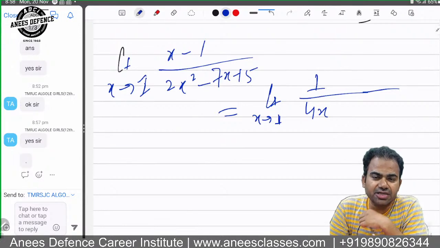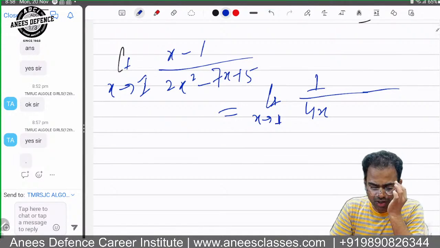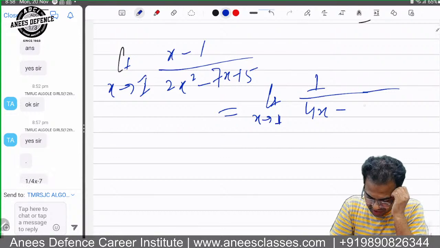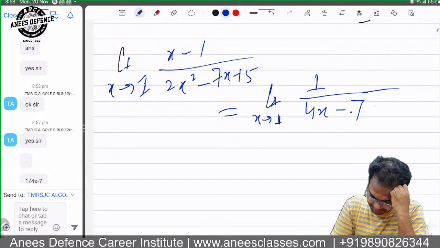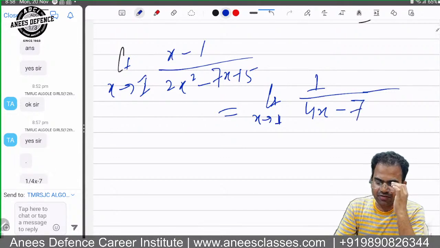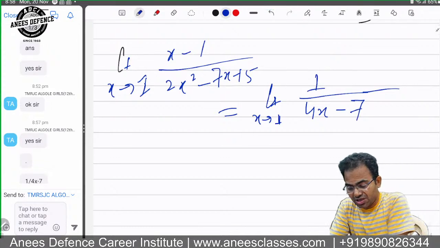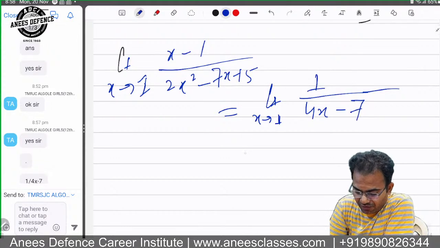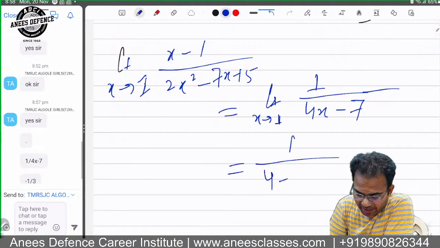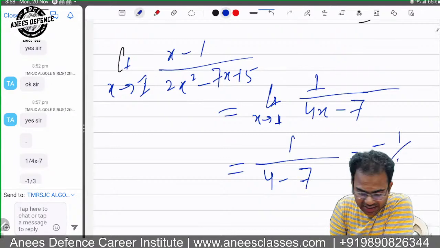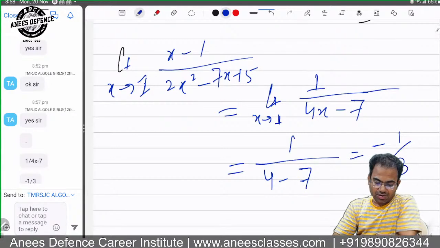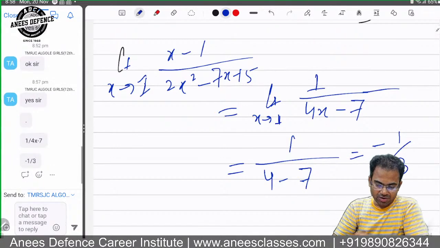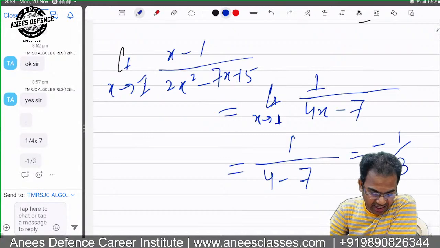Now differentiation of denominator is 4x, because differentiation of x square is 2x, 2 into 2 is 4. And differentiation of minus 7x is minus 7, and differentiation of 5 is 0. So differentiation of denominator is 4x minus 7. Now we'll put the limit point, that is 4 minus 7, we'll get minus 1 by 3. Good. Very good. We have done exactly right.